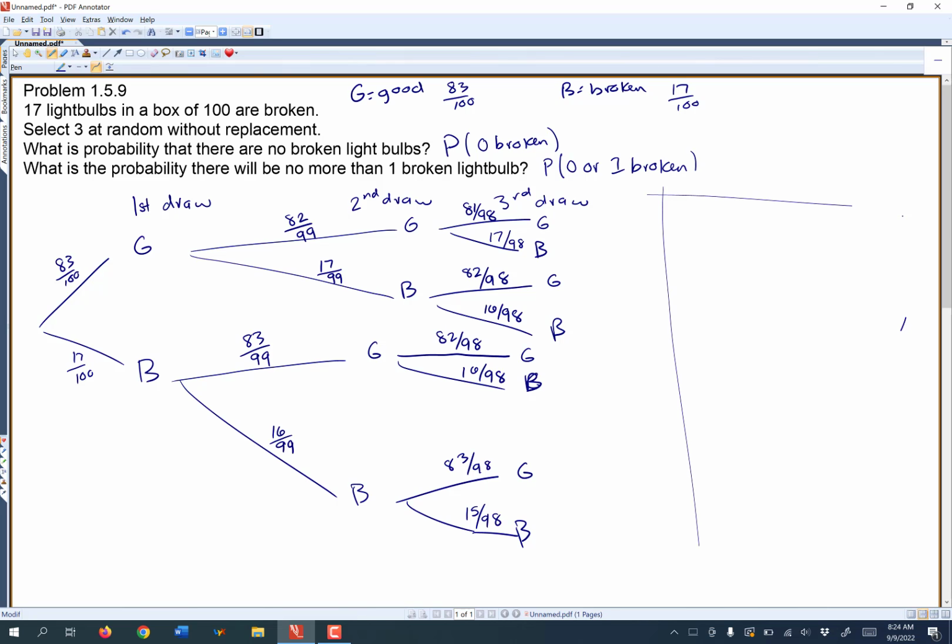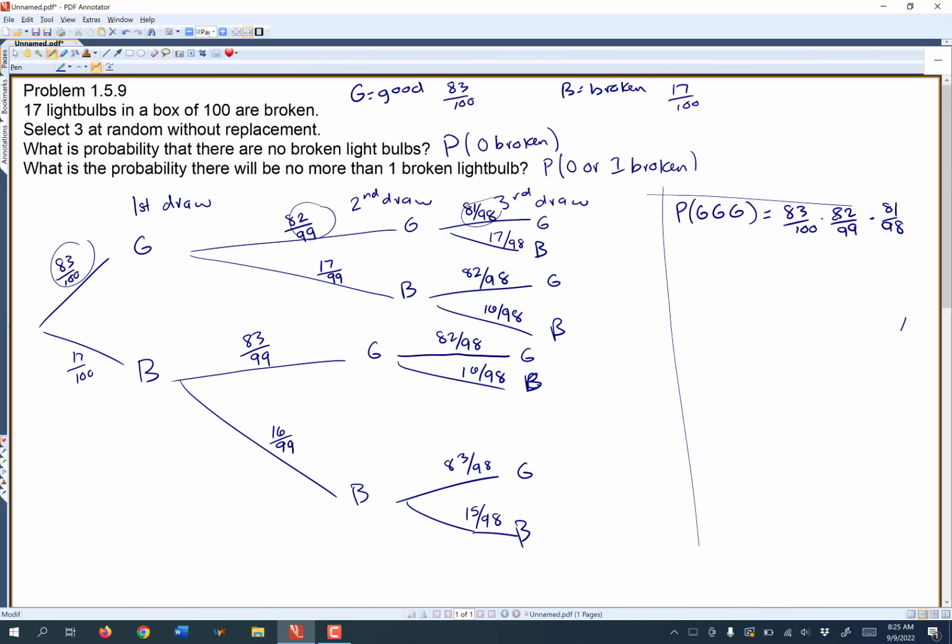So I could say if I wanted good, good, good, the probability of good, good, good. Now when I write that, I really mean good and then good, but we don't always write that out explicitly every time, but that's what it means. It's good and good and good. So if we want an and, we're going to multiply. So for good, good, good, it would be 83 out of 100 times 82 out of 99 times 81 out of 98. Because I follow the tree, I do good, good, good, and I multiply all of those probabilities along the way.